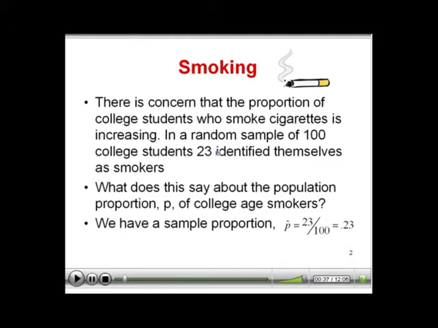We know we can't trust a single reading. So what does this sample proportion of 23% say about the true proportion of college students that smoke? How confident can we be that this measurement is close to the truth? In this chapter, we're going to meet confidence intervals, the statistical technique that will answer these questions.